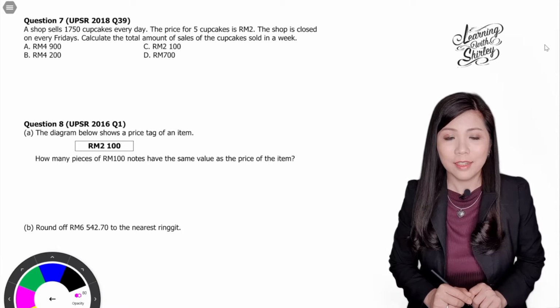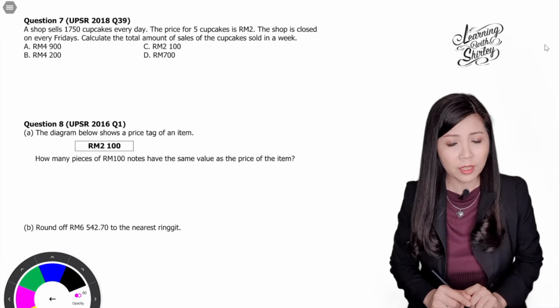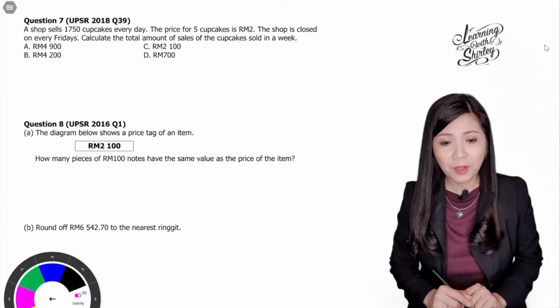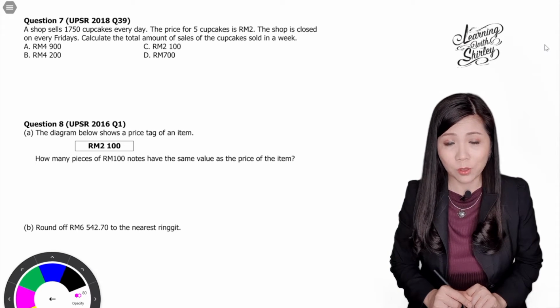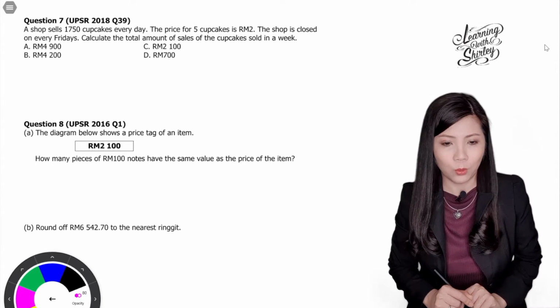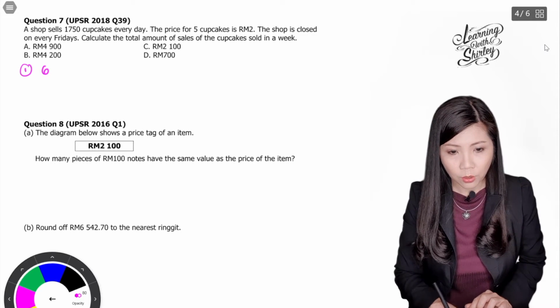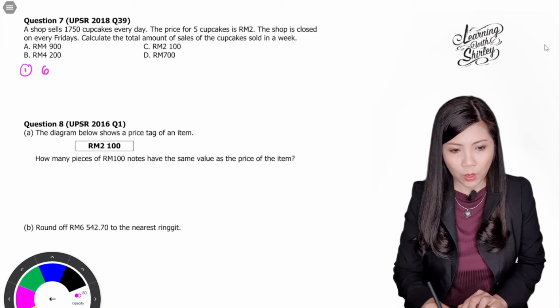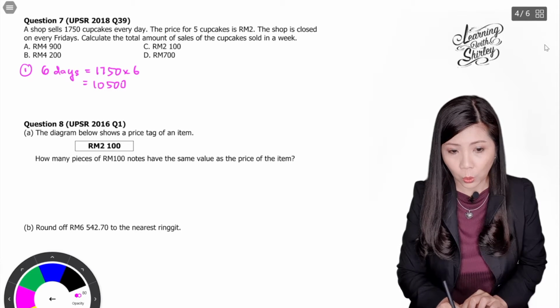Let's look at question number 7. This is UPSR 2018 question 39. A shop sells 1,750 cupcakes every day. The price of 5 cupcakes is 2 ringgit. The shop is closed on every Friday, which means that the shop is open for 6 days in a week. Calculate the total amount of sales of the cupcakes sold in a week. So the first step is to find how many cupcakes he sells in a week. For 6 days, it's going to be 1,750 times 6. So total is 10,500 cupcakes sold in a week.